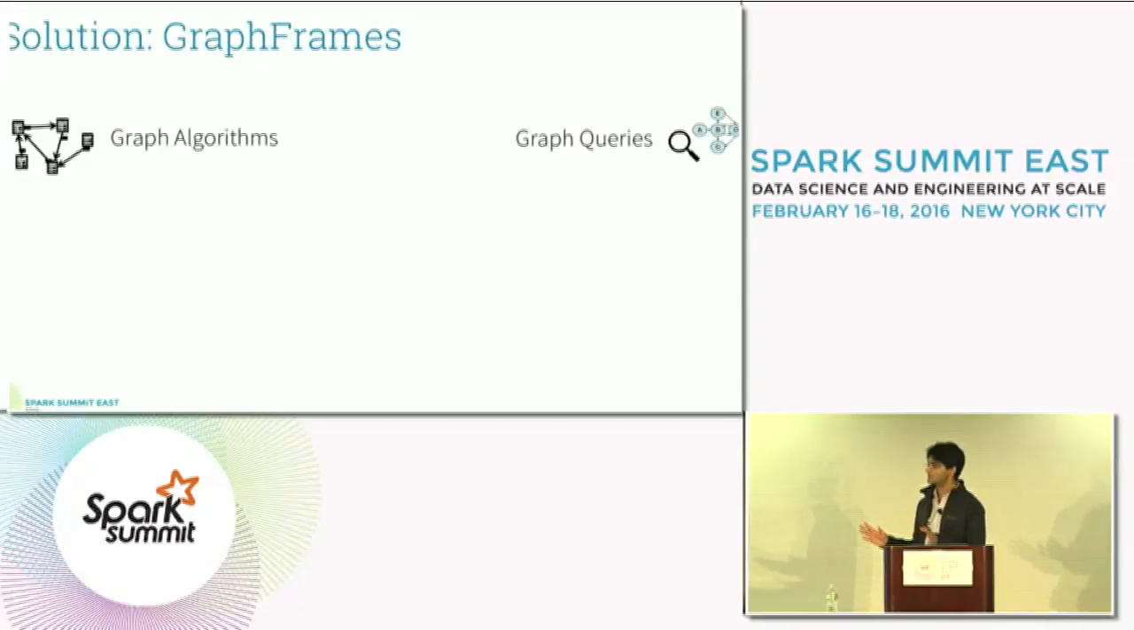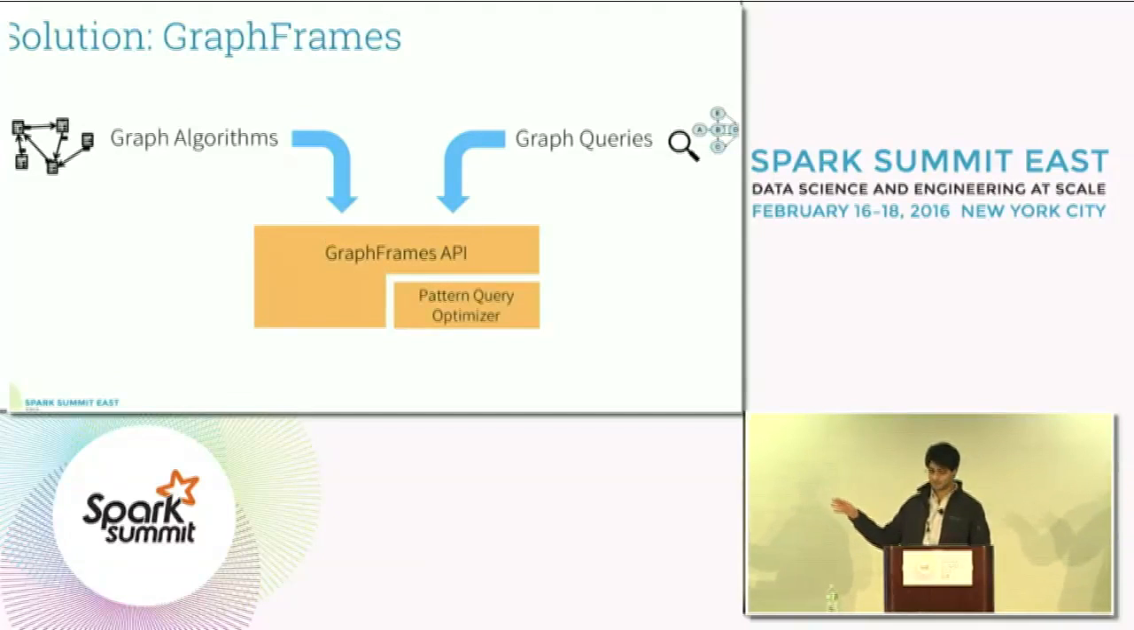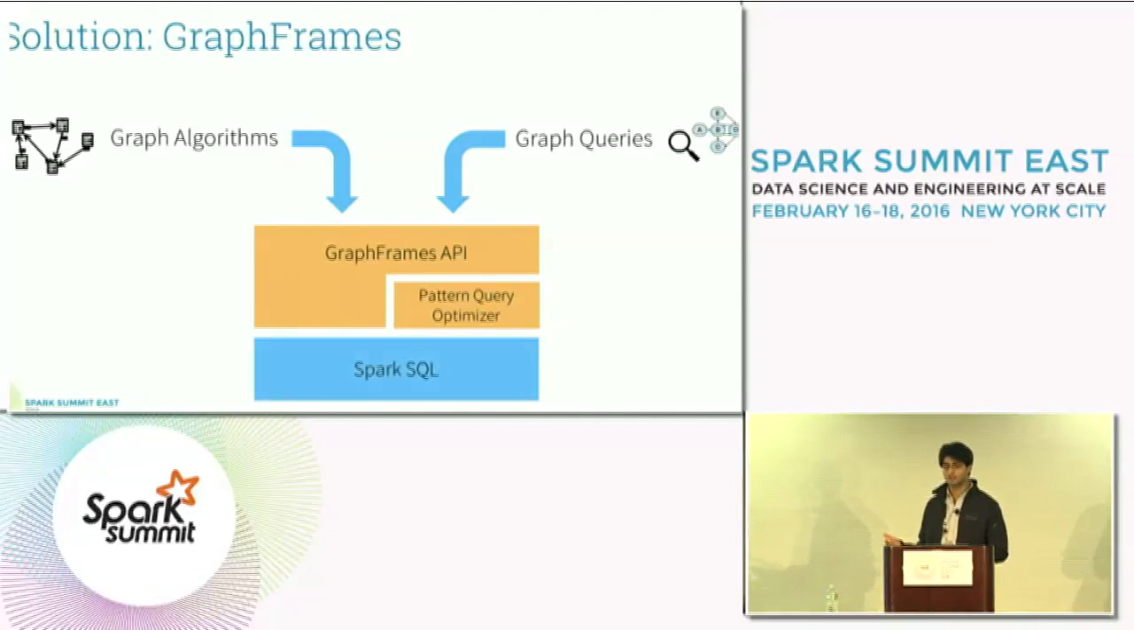Okay, so the solution that I'm introducing today is this system called GraphFrames that combines pattern matching and graph algorithms in a single system and also optimizes across them. It has some internals that I'll talk about, and the key thing is it's built on Spark SQL, which makes it very easy to interoperate with existing Spark code. And the open source release of GraphFrames is announced today.